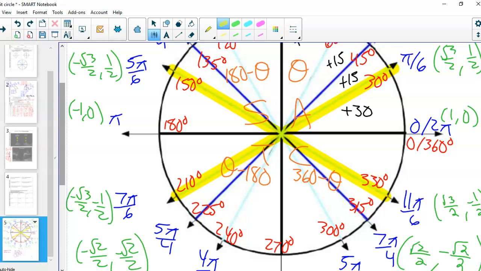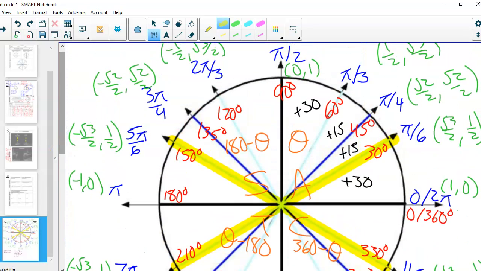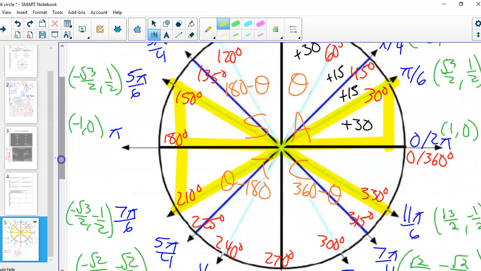The sign's just changing. Because really, we found that original triangle, and all we're really doing is flipping it. So when we flipped it here, our x became negative. When we flipped it here, both became negative. When we flipped it here, our y was negative. Same thing for the others.